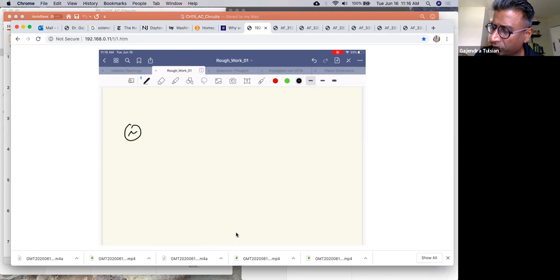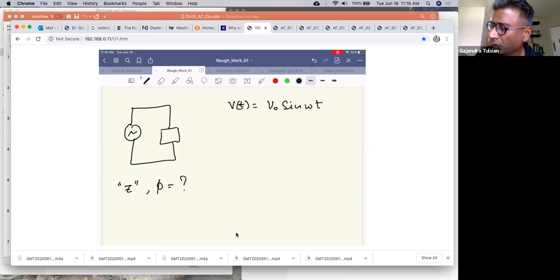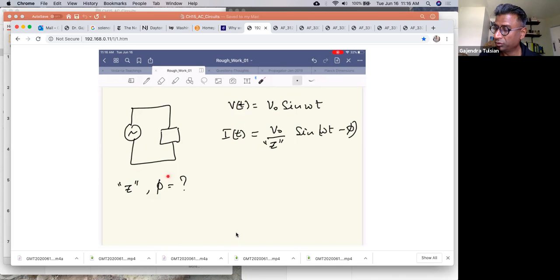So we'll connect an AC source to this black box circuit. And what we want to know is what is the Z of the circuit and what is the phi of the circuit. And again, where do they come in? Vt is V naught sine omega t, and It is V naught over Z sine omega t minus phi. Okay, so these two quantities that come in here in the expression for the current are what we are interested in finding for the circuit.